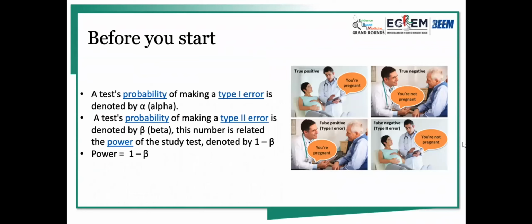So again, type 1 error is defined by your alpha, typically 5%. Type 2 error is defined by your beta. We usually use 80%, and 1 minus 80 or 100 minus 80 or 1 minus 0.8 is going to give me my power. So my power is about 20%.